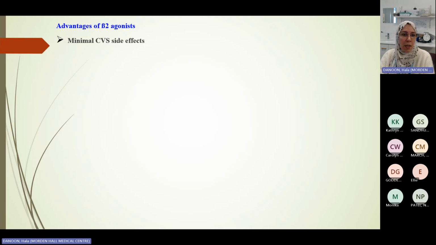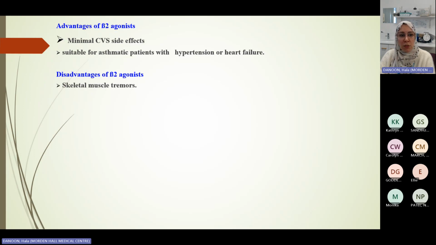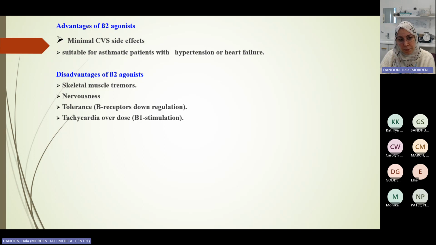Advantages of the beta agonists: they have minimal cardiovascular side effects, suitable for asthmatic patients with hypertension or heart failure, because they are selective, they do not affect the heart. The disadvantages are they can still cause some skeletal muscle tremors, and that is mainly in the overuse of these medications. They can increase nervousness. If they are overused, and that's not just the long beta agonists, but the short beta agonists as well, they can cause tolerance, and after a while they're not as effective. And that's why it's important for us to have the steroid element in the inhaler.